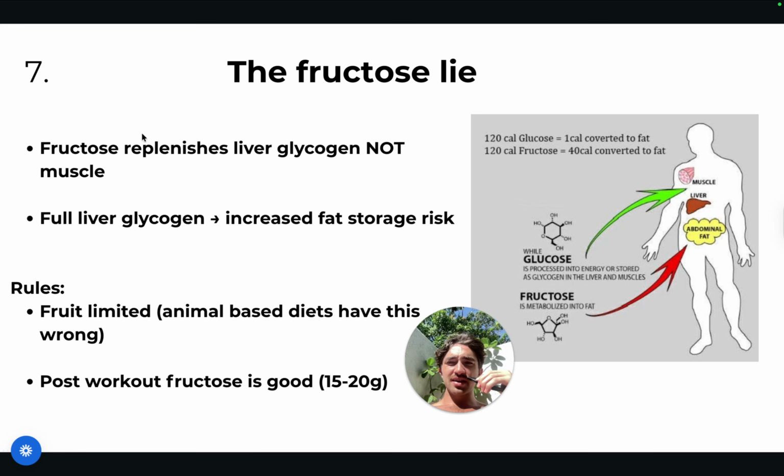It just goes to the liver glycogen, and when you have full liver glycogen, everything that's excess is going to be biased towards fat storage. So if you want to eliminate fat storage, you don't want to eat a ton of fructose when you don't need it, because you really don't need that much fructose in your day. I'm not saying it's bad.